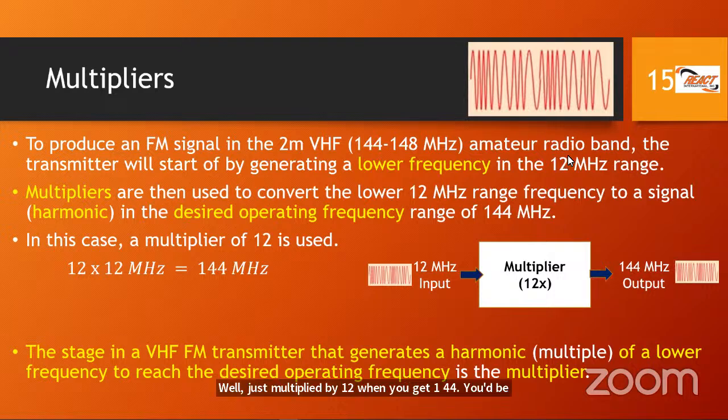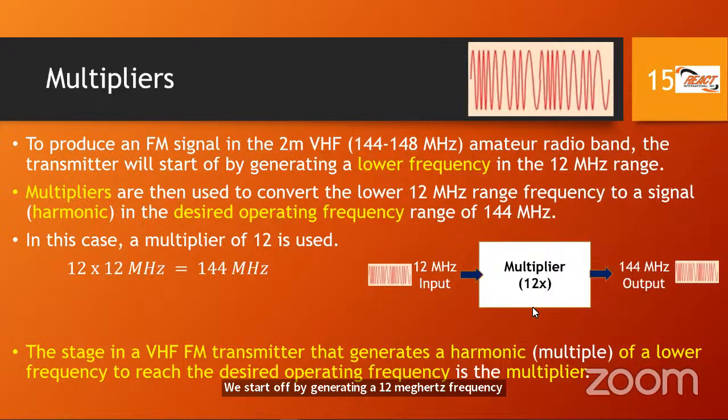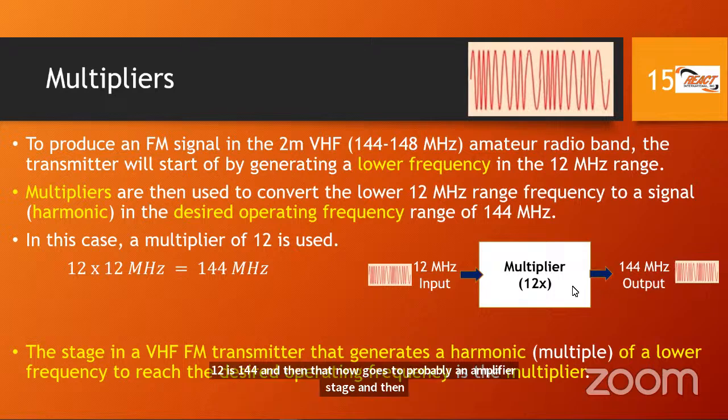The multiplier stage of the transceiver will do just that. It will generate at 12 megahertz, and then it goes into the multiplier stage of the radio's circuitry, multiplied by 12, and you will end up with 144 megahertz. So this is what this diagram is trying to show you here. We start off by generating a 12 megahertz frequency inside of the radio. Then it goes to the multiplier stage circuitry, multiplies it 12 times, and then it outputs 144 megahertz, because 12 multiplied by 12 is 144. And then that now goes to probably an amplifier stage, and then it goes to the antenna itself, and you transmit that signal.